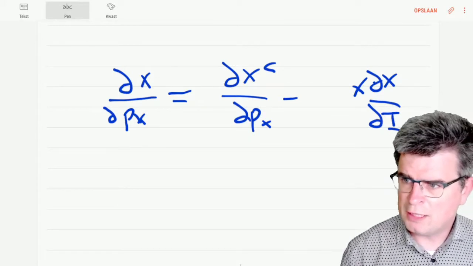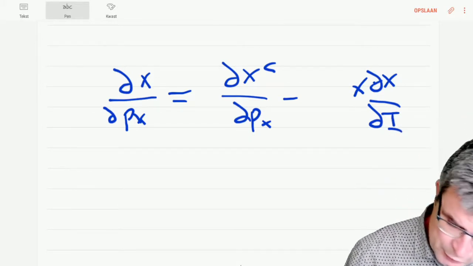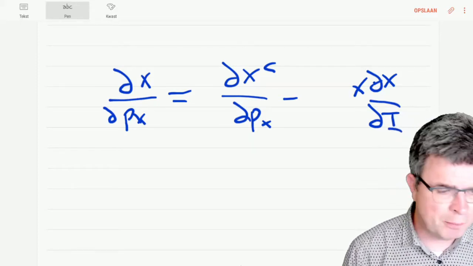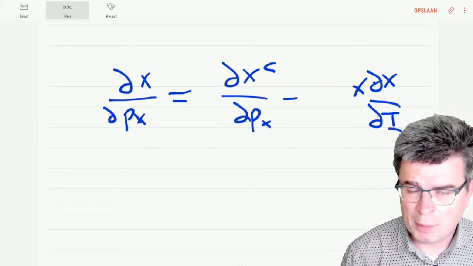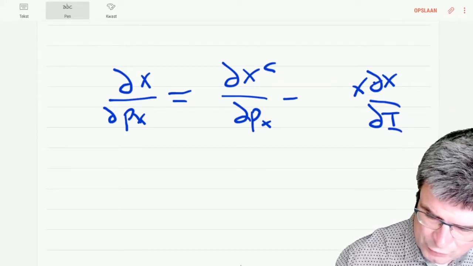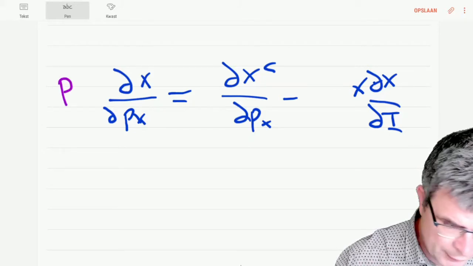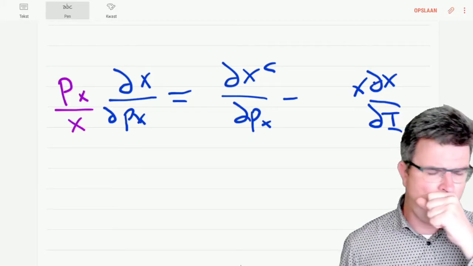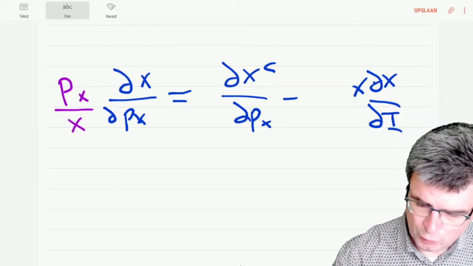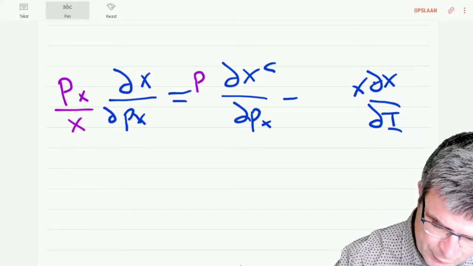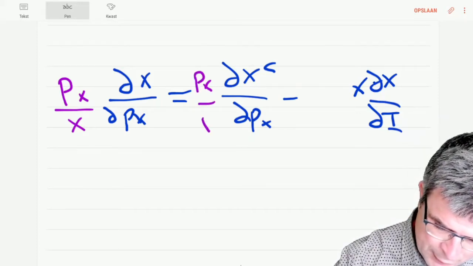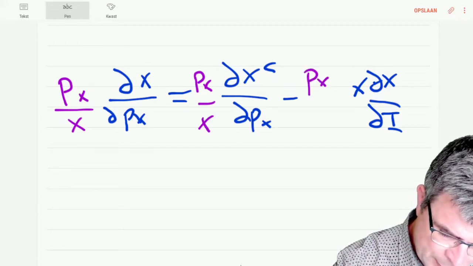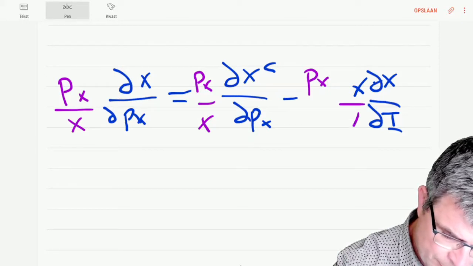So let's do that. This is the Slutsky equation. And what I will do as a first step is pre-multiply every element by px and divide by x. So on the left-hand side, I will multiply this term by px and divide by x. And I can do so if I also do it for all terms on the right-hand side. So I multiply by px and I divide by x. And also this one, I multiply by px and I divide by x.